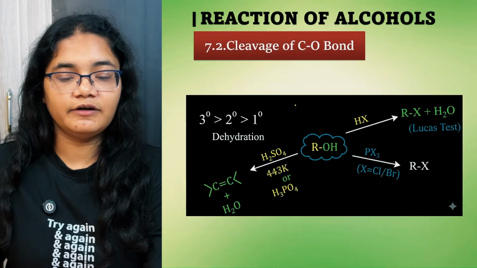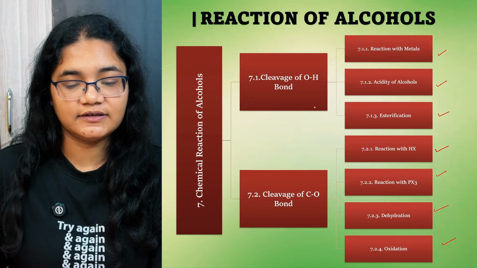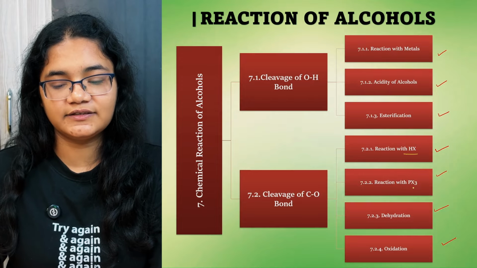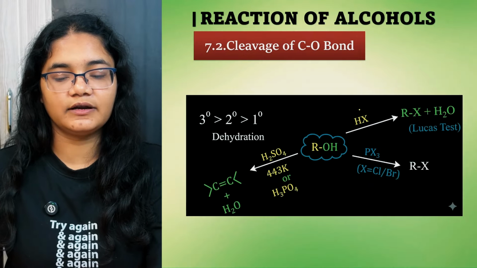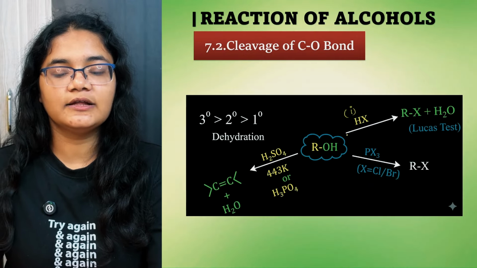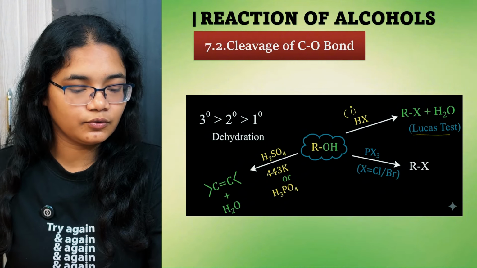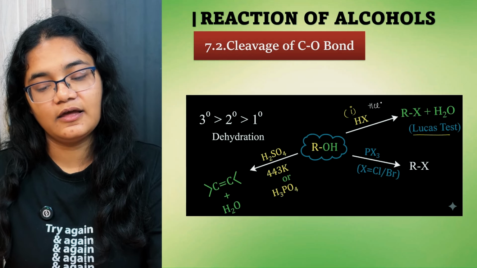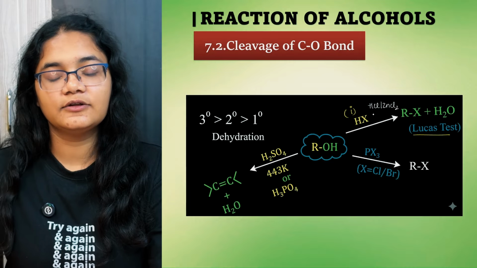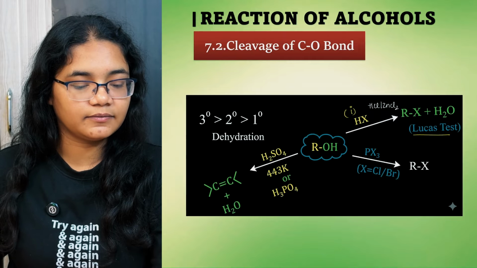Now we'll talk about those reactions where there is cleavage of the CO bond. Under that, see what all reactions we have: reaction with HX, with PX3, dehydration, oxidation. First we will cover reaction with HX. Here we have the Lucas test. So what is the reagent here? HCl and ZnCl2.